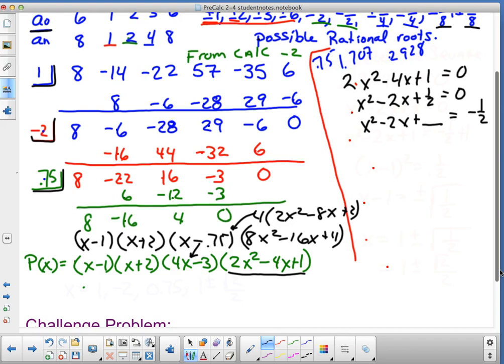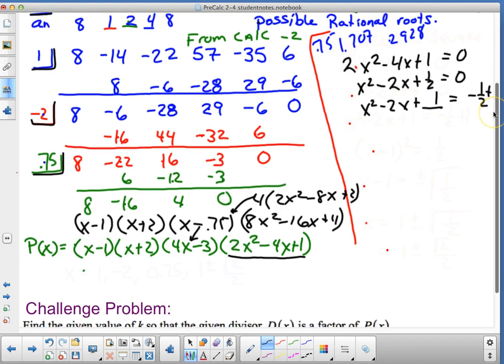Half of b squared. So half of b is 1 squared. I know it's negative 1, but when I square it, it doesn't matter what the sign is. So I'm going to add 1 to this side, hopefully. Now I've got x minus 1, that's my perfect square I just made, equals 1/2. Doing okay? Take the square root.